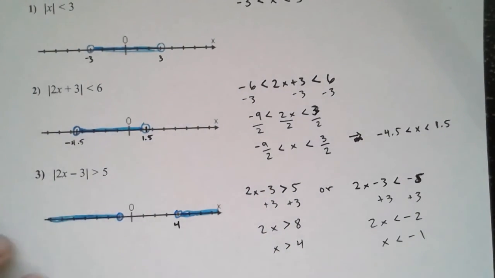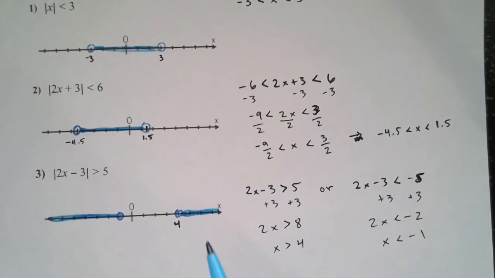Okay, so what x values make this statement true? Everything less than negative 1, everything greater than 4, but anything in between here will not make this statement true. Okay, so that's all there is to it. And that's concept 29, guys. That wraps it up.